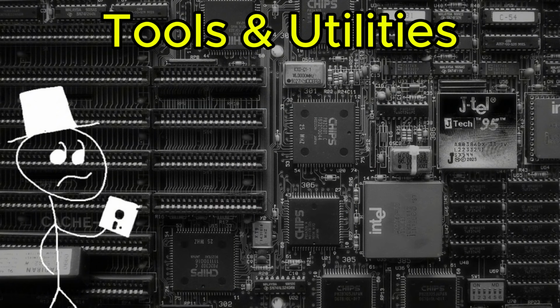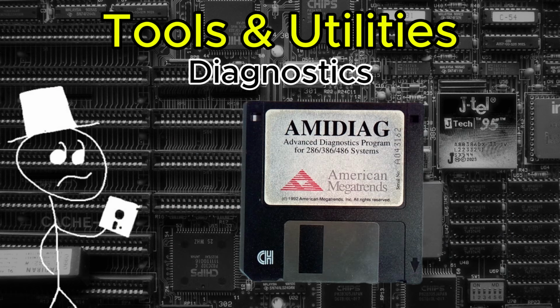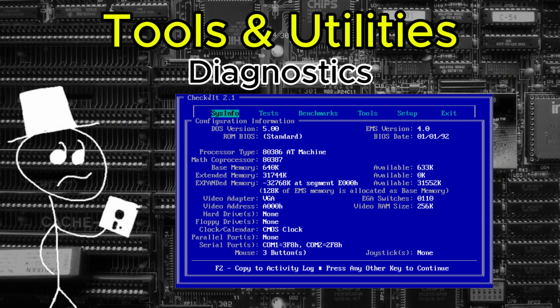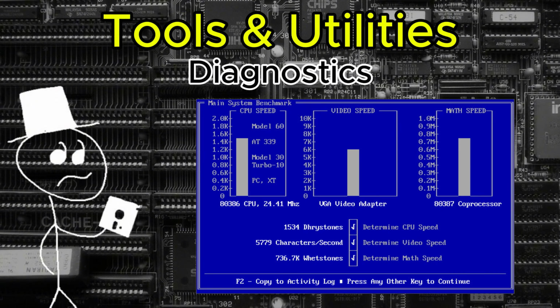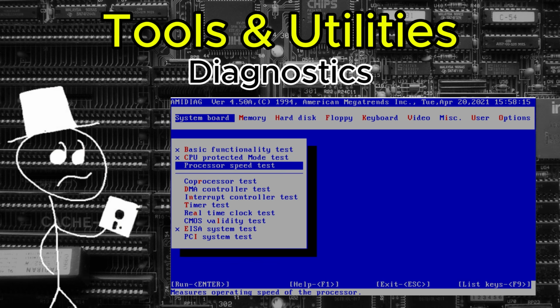Now, for diagnostics, there's a couple that I tend to use. One of them is Checkit Pro from Touchstone Corporation and AmiDiag from American Megatrends. Checkit Pro is good because it covers a wide range of different systems and time periods, and it has quite a few awesome built-in tools you can use. AmiDiag, well, yes, it's generally designed for systems using American Megatrends BIOS. I've used it on certain award-based systems, and it works just fine.